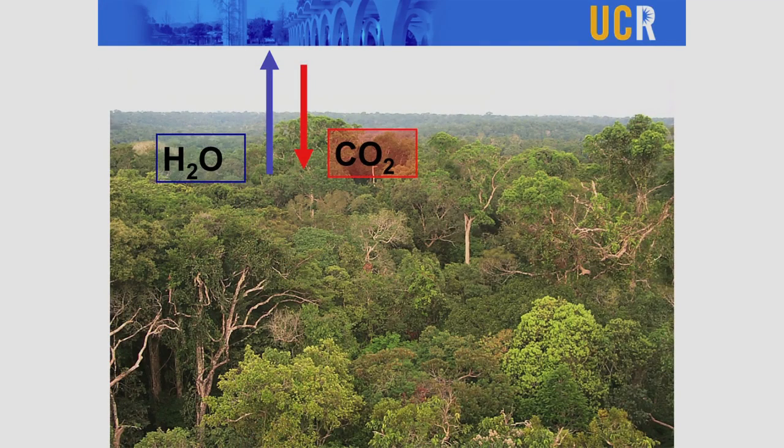And so one of the big things that we know about plants is that they absorb CO2 from the atmosphere through the process of photosynthesis. Okay, so while we're putting CO2 up in the atmosphere, plants are actually taking it in through photosynthesis, and they're reducing that a little bit.